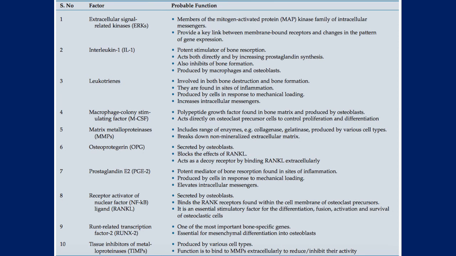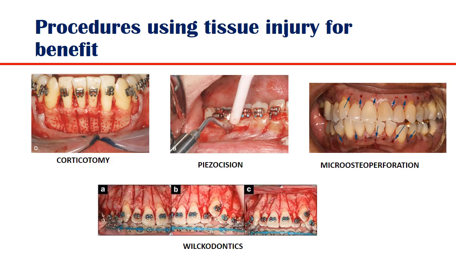This is a table which I have taken from standardized books, and I've also mentioned those books as reference later on. So if you want, you can just go through it. We have covered almost every mediator which is mentioned here. We have covered interleukins, osteoprotegrins, prostaglandins, RANKL, NFKB, and also some metalloproteinases where tissue inhibitors are present.